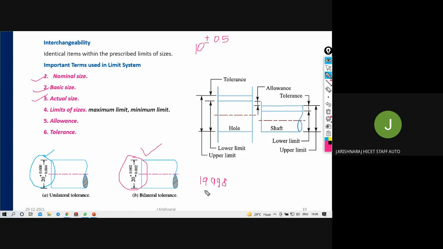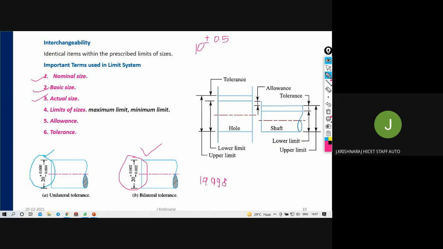The next is allowance. What is allowance? We get the allowance between two mating components. Only when there are two mating components can we find the allowance. Without mating components, we cannot identify the allowance. With two mating components, like a shaft and a coupling or something else, we can get the allowance.